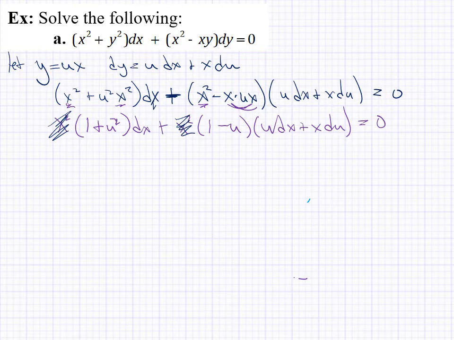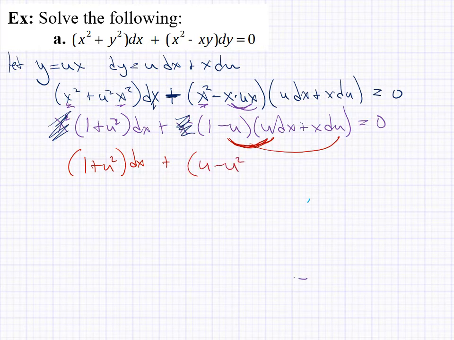So next, what we're going to do is distribute this into here. So I'm going to have 1 plus u squared dx plus, if I distribute this into here, u minus u squared dx. I'm just multiplying the u here and here and then leaving the dx out of it. And then I do it here as well. So 1 minus u times x du.